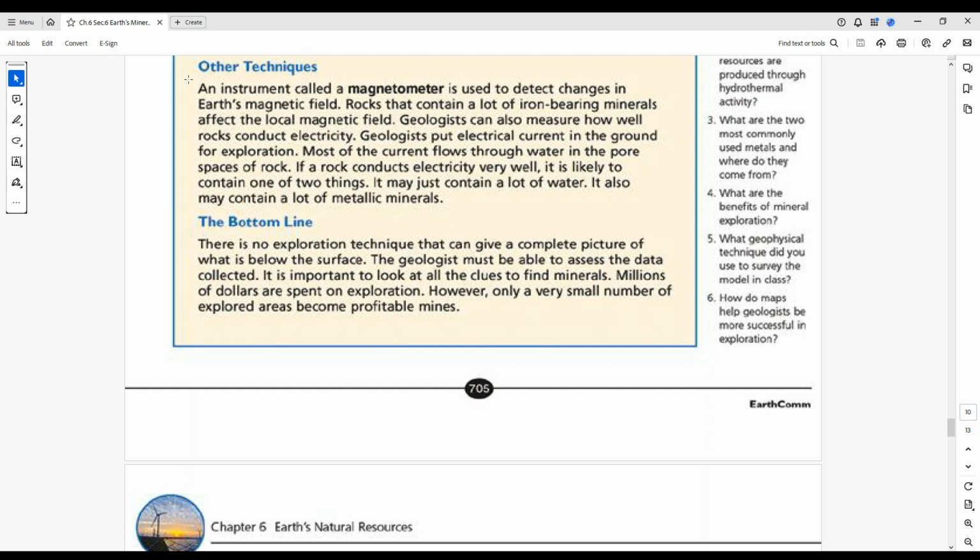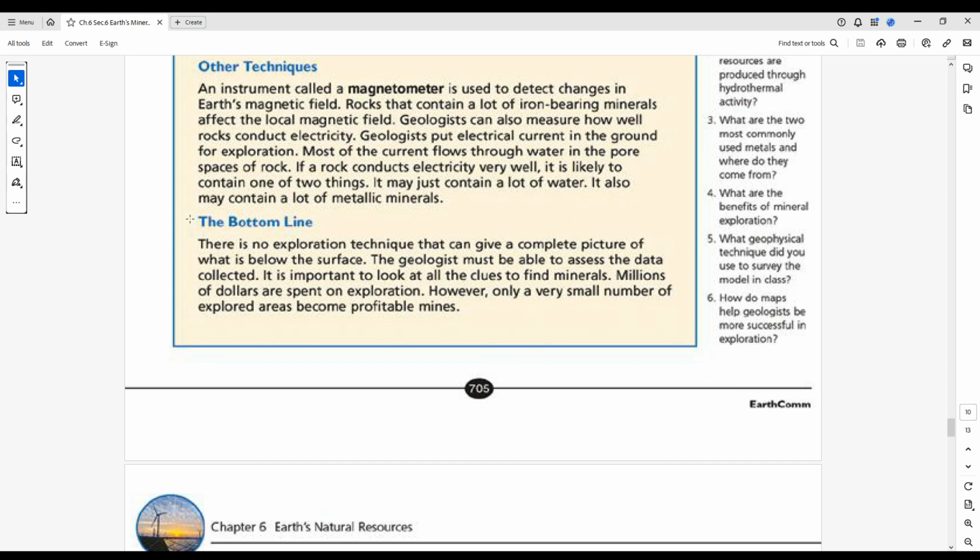Geologists put electrical current in the ground for exploration. Most of the current flows through water in the pore spaces of rock. If a rock conducts electricity very well, it is likely to contain one of two things. It may just contain a lot of water. It also may contain a lot of metallic minerals.